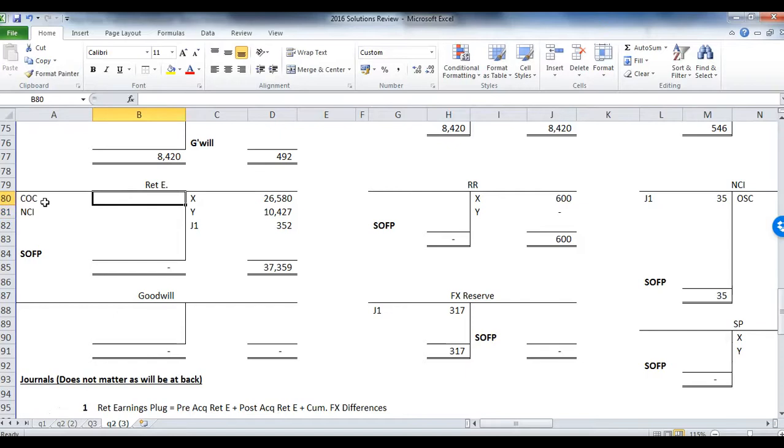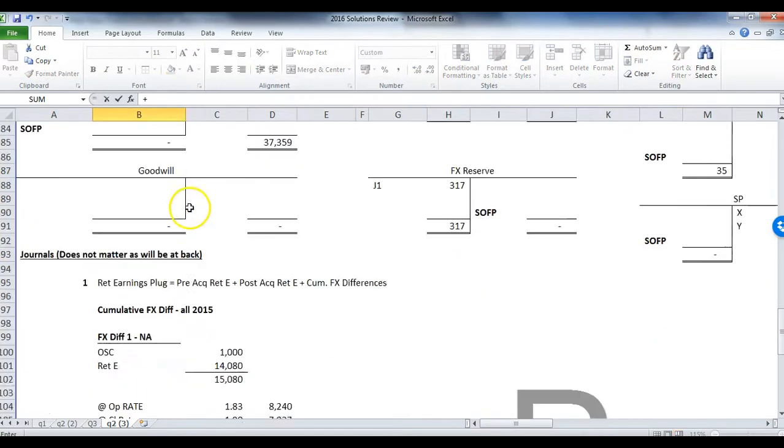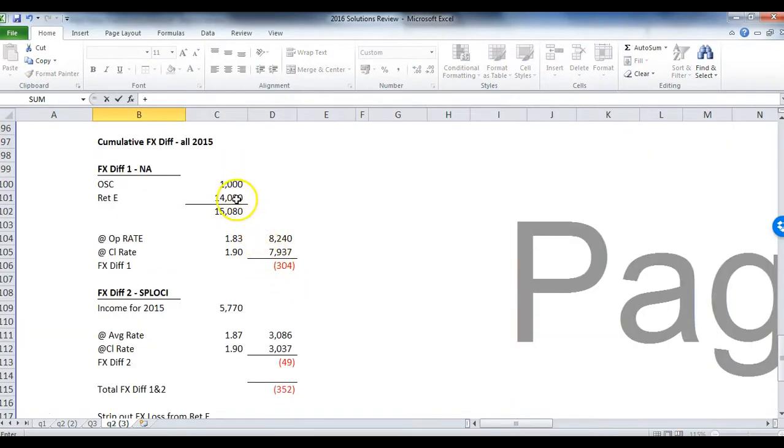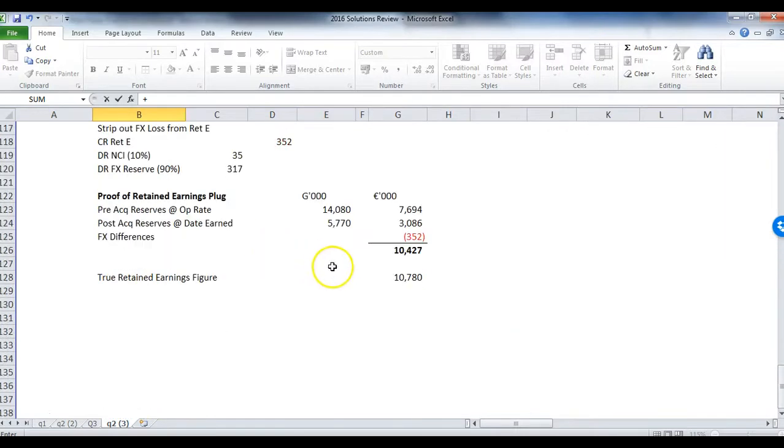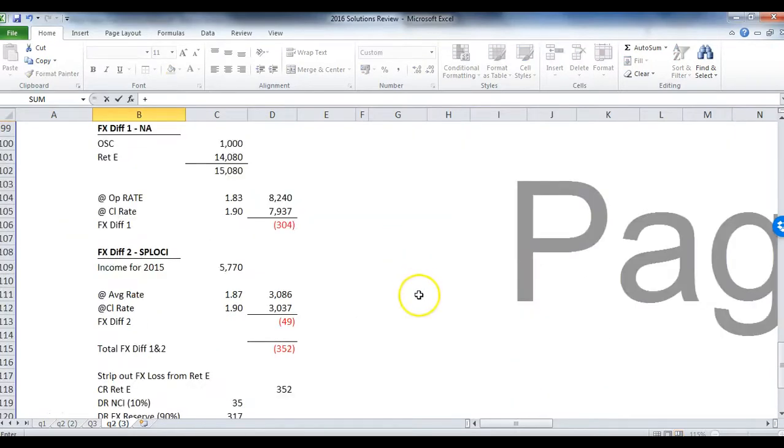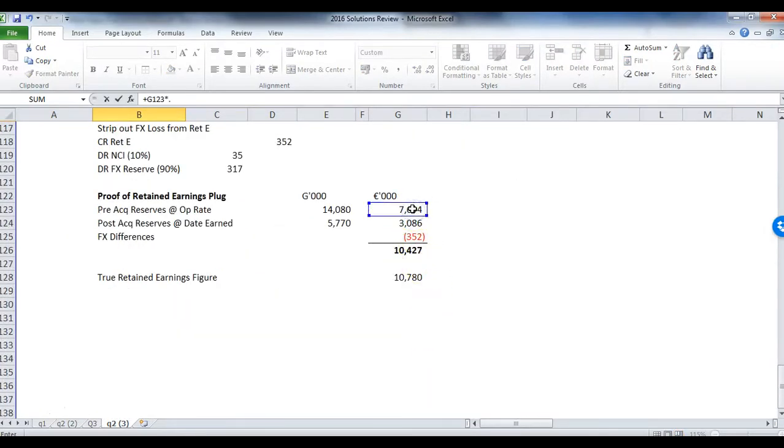So this is pre-acquisition retained earnings. So do not just do 90 and 10% of this. You need to do 90 and 10% of the 14,080 divided by the relevant exchange rate. So it's this figure, pre-acquisition reserves at the opening rate, that you need to take account of. So it's 90% and then 10%.